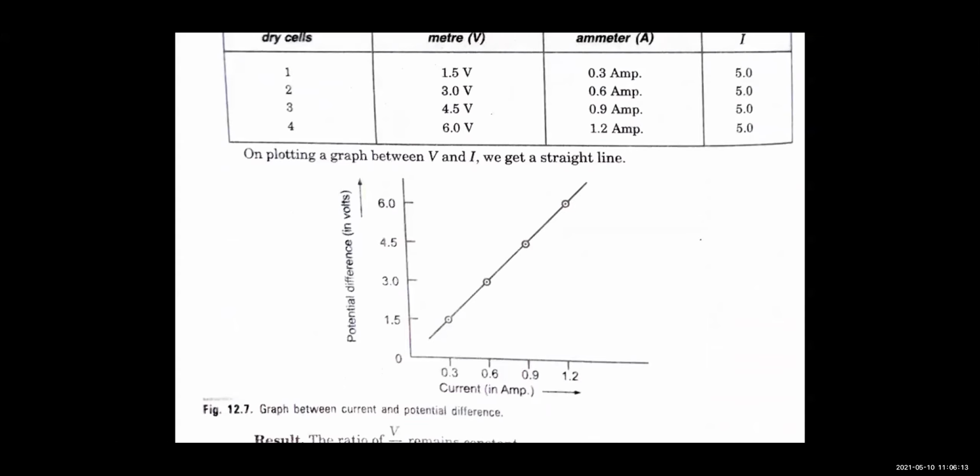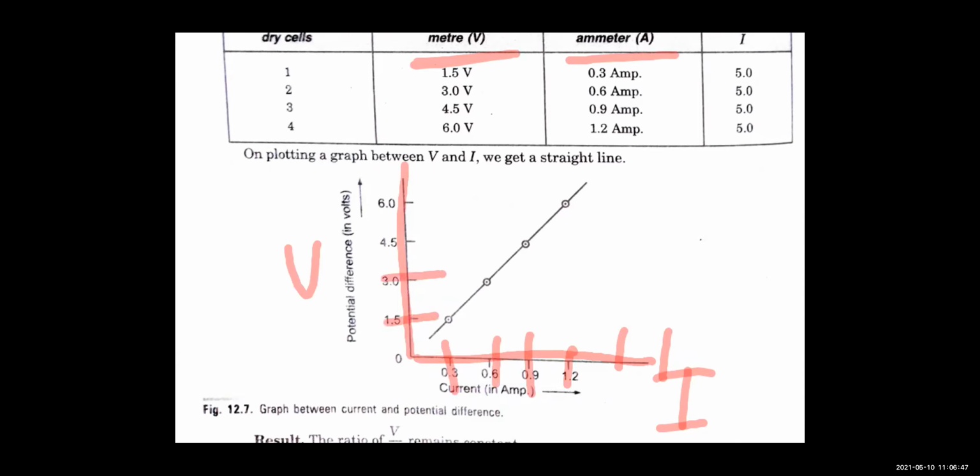Now children, if we plot the graph of V versus I, here is potential difference V, here is current I. On the x-axis we are taking the scale as 1 centimeter is 0.3 ampere, 2 centimeter 0.6, 0.9, 1.2, 1.5, 1.8 and so on. And on the y-axis we are taking the voltage of one cell, that is 1.5, then for 2 cells 3, 4.5, 6.